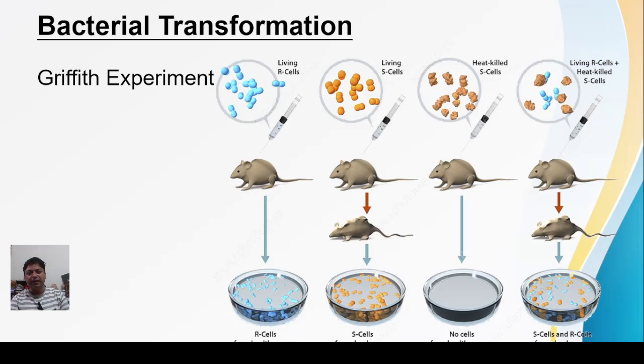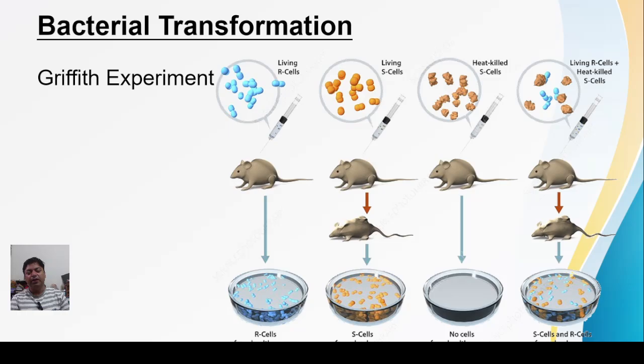But when S cells were injected into the mice, it got symptoms of pneumonia and it died. And when extract from this dead mice was taken out, it also showed that S cells were present. When heat killed S cells were injected into the mice, it produced no symptoms, the mice remained healthy, and only the living mice extract was obtained, and no strain cells, either R or S, were obtained from the mice.